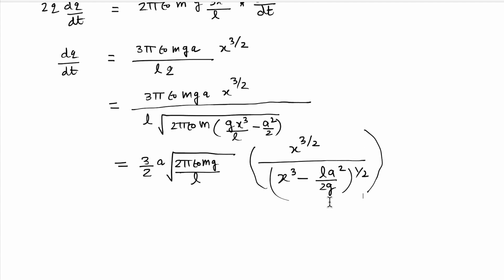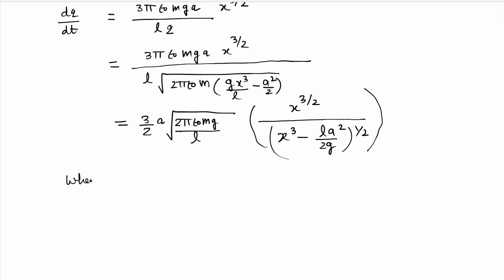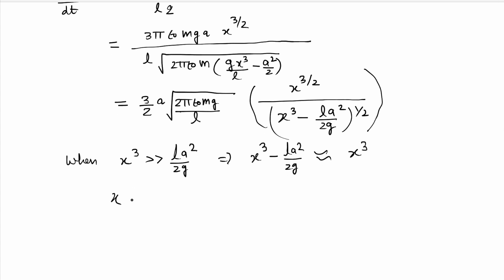Now, when x³ is much greater than L a² by 2g, then x³ minus L a² by 2g is equal to x³. So the condition is x has to be really greater than L a² by 2g to the power 1 by 3. This is the condition.